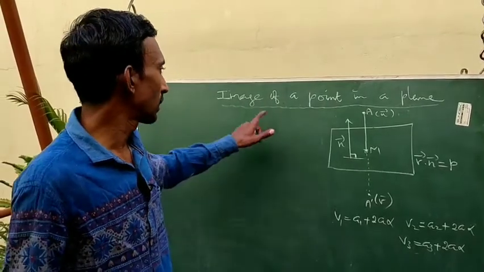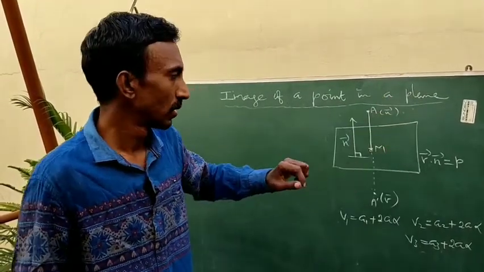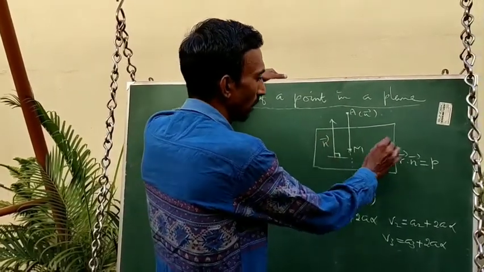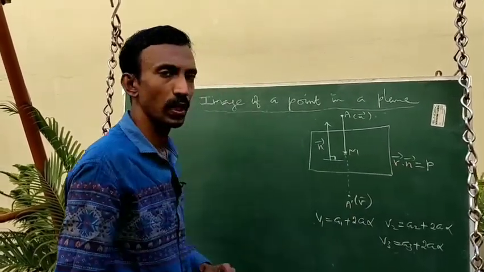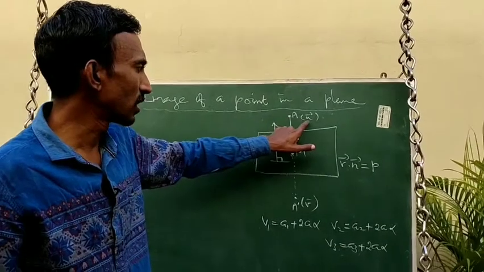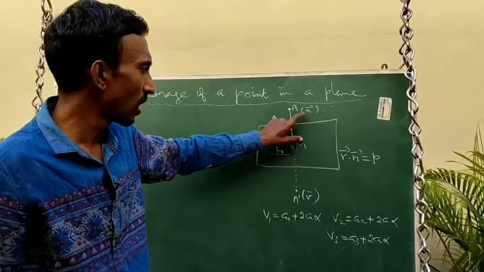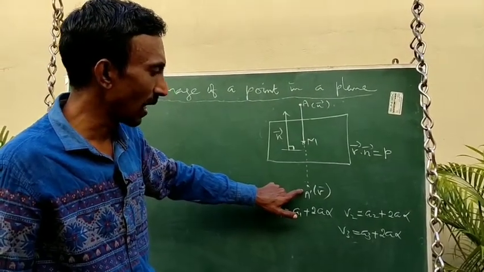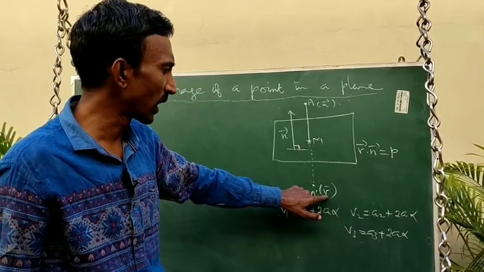Students, now the topic is image of a point in a plane. Assume this is the plane, r vector dot n vector equal to p, and A is the point and its position vector is u vector. Assume that the image is some A dash and the position vector is v vector.